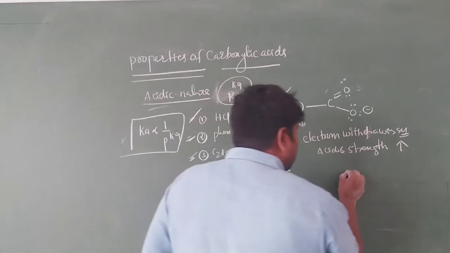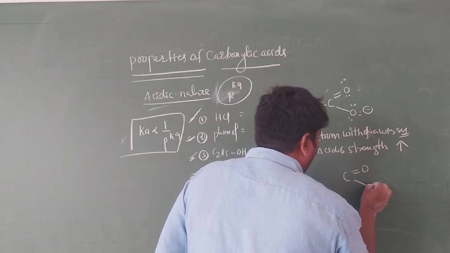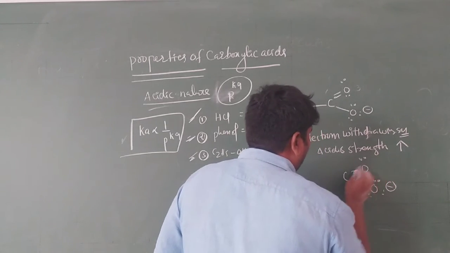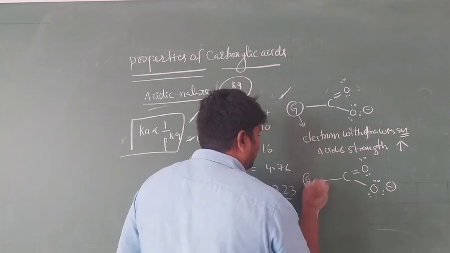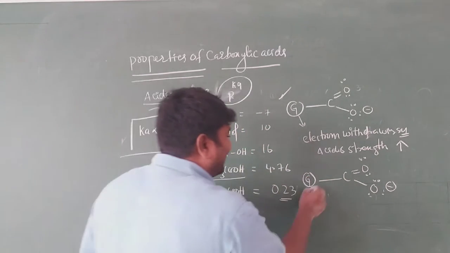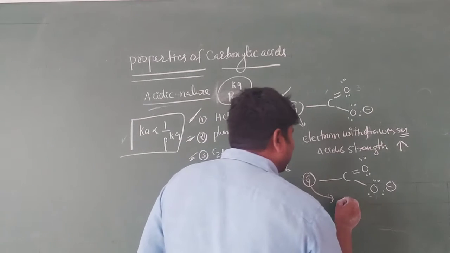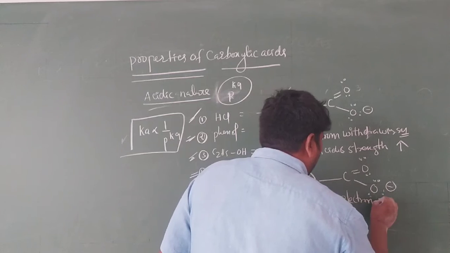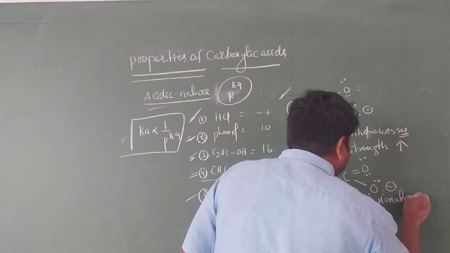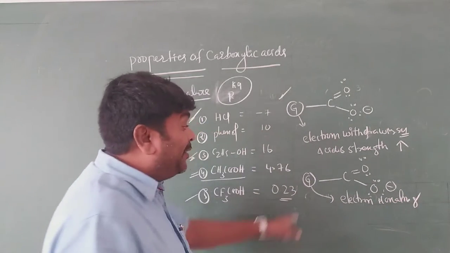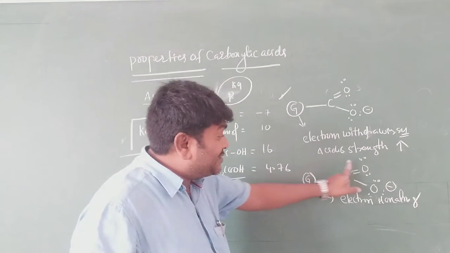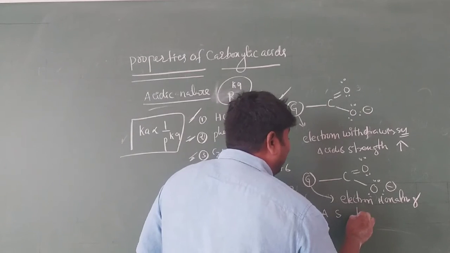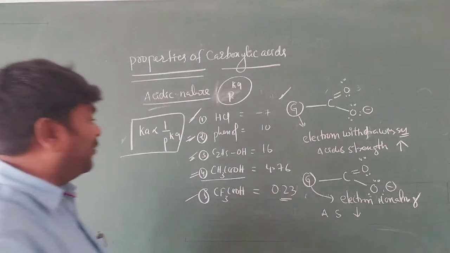Suppose another one, C double bond O and O with lone pairs and a minus charge. G is raised to it, Z group. So it contains an electron donating group. It destabilizes the carboxylate ion. Ultimately, acidic strength decreases. Very, very important, my dear students.